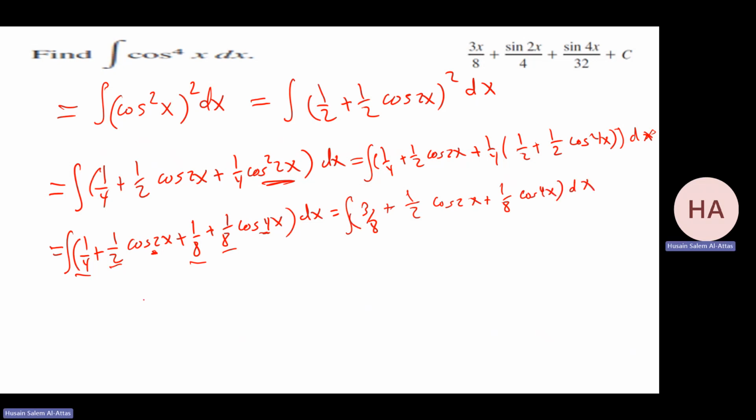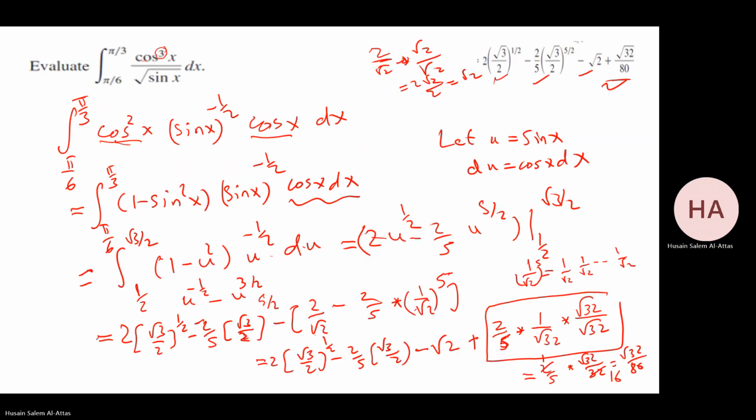Now I'll do the integration. That will be 3 over 8 x, plus 1 over 4 sine 2x. This is over 4, so it will be plus 1 over 32 sine 4x plus c, which is this one.